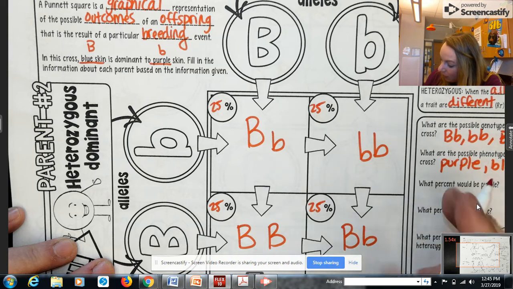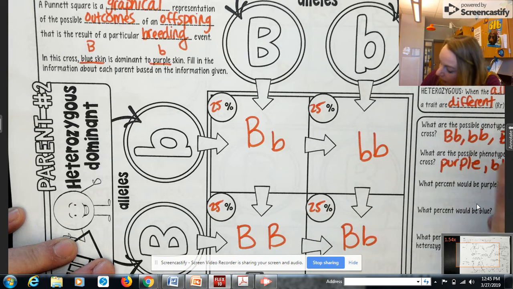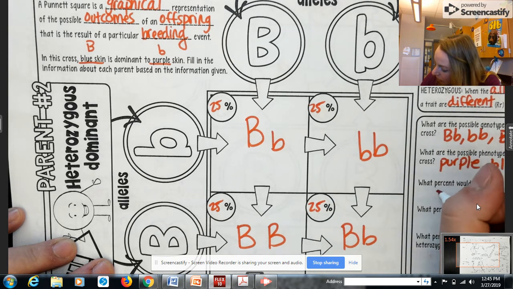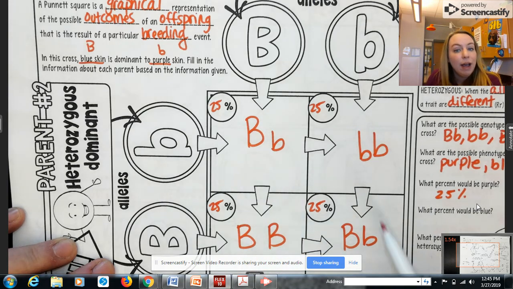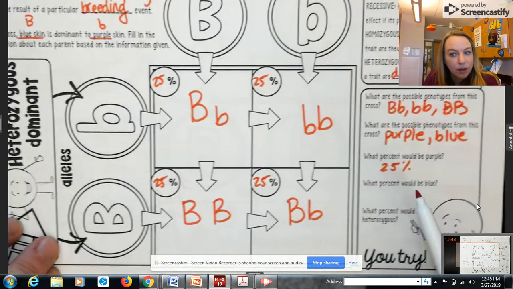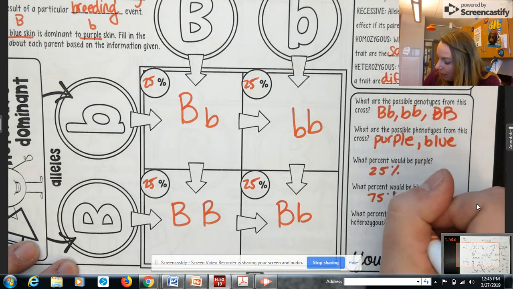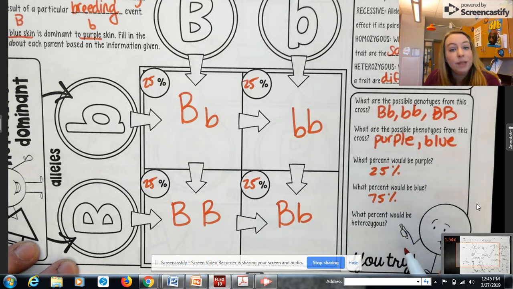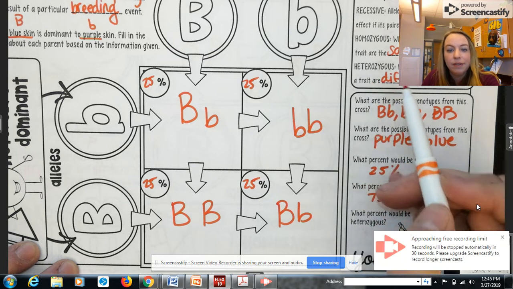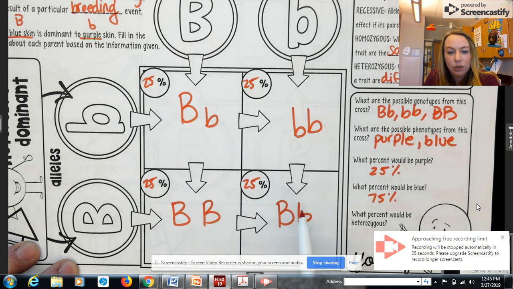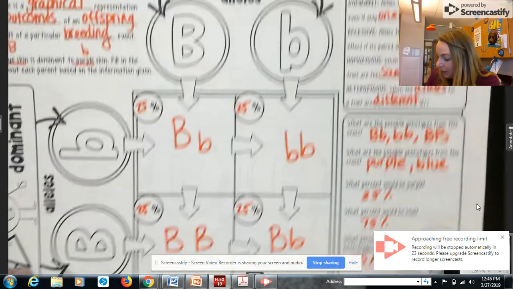What percent would be purple? Only 25%, because only 1 box out of 4 is homozygous recessive. So 25%. What percent would be blue? 3 out of 4 boxes are going to be blue. And so 75% would actually be blue for this example. And then what percent would be heterozygous? Heterozygous is when the alleles for a trait are different. So 1, 2. So I have 25 plus 25 is 50%. Okay?